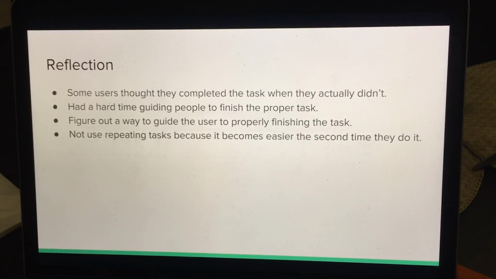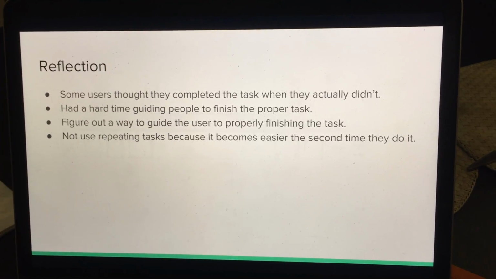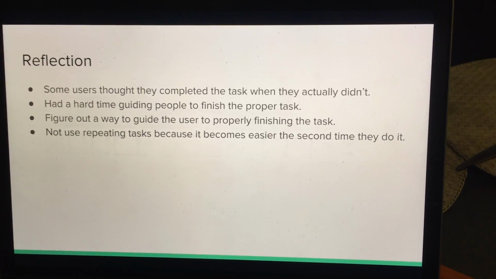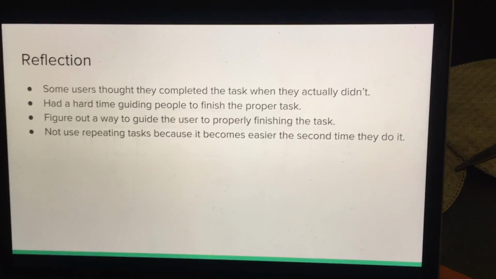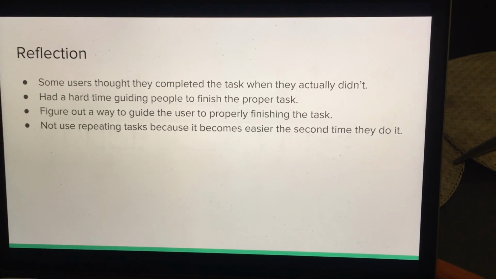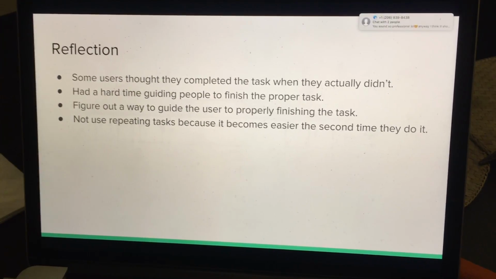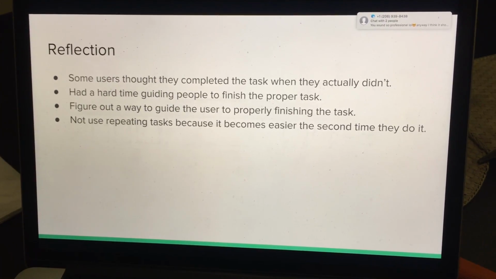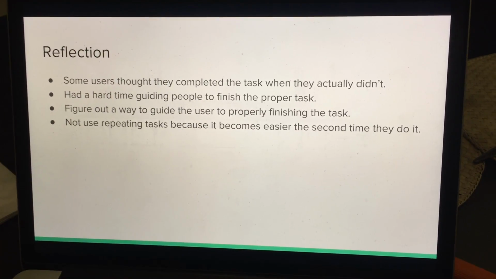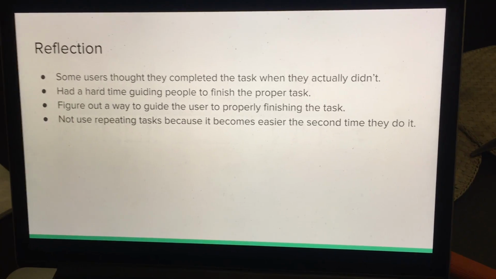Overall, we would change how the users do the tasks, in that we didn't want to have any repeating tasks because it made doing the task a second time easier and altered the total amount of time. And also, we had a hard time guiding participants in how to get the task that we intended to be done properly finished.